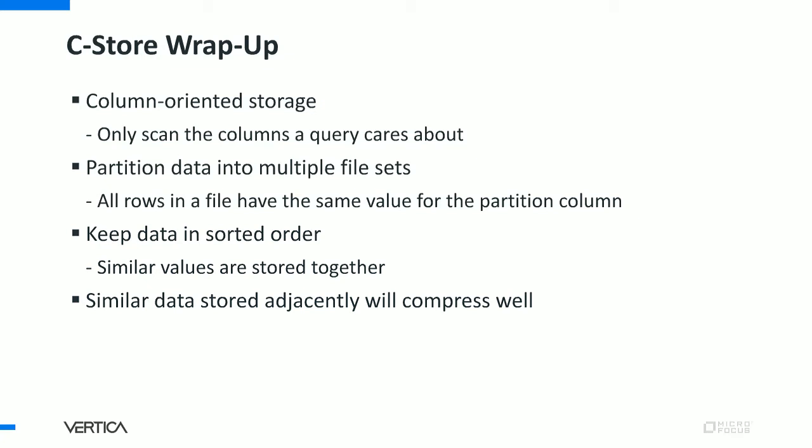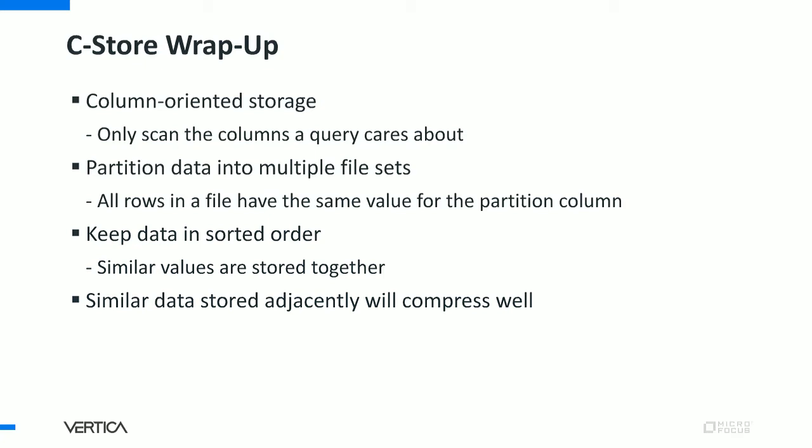Let's recap what the CSTOR paper did to achieve that. First, we transposed our data to store each column in its own file. Now, queries only have to read the columns used in the query. Second, we partitioned the data into multiple file sets so that all rows in a file have the same value for the partition column. Now, a predicate on the partition column can skip non-matching file sets entirely.